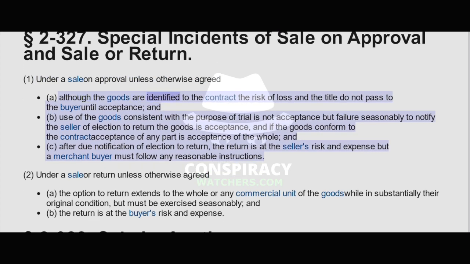Although the goods are identified to the contract, the risk of loss and the title do not pass to the buyer until acceptance, and use of the goods consistent with the purpose of trial is not acceptance, but failure seasonably to notify the seller of election to return the goods is acceptance, and if the goods conform to the contract, acceptance of any part is acceptance of the whole, and after due notification of election to return, the return is at the seller's risk and expense, but a merchant buyer must follow any reasonable instructions.